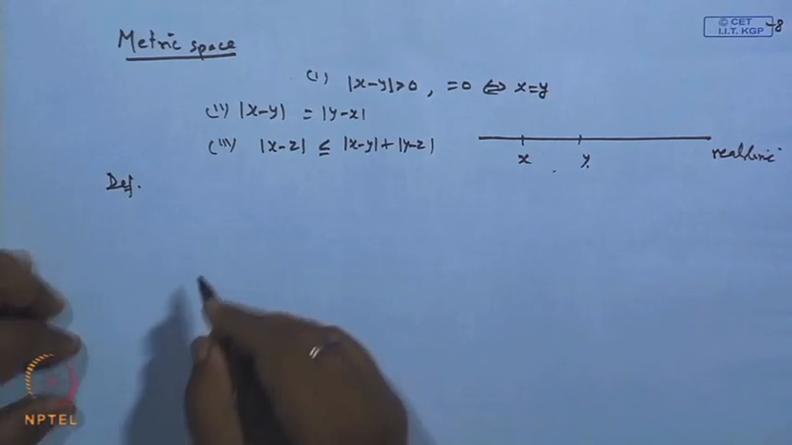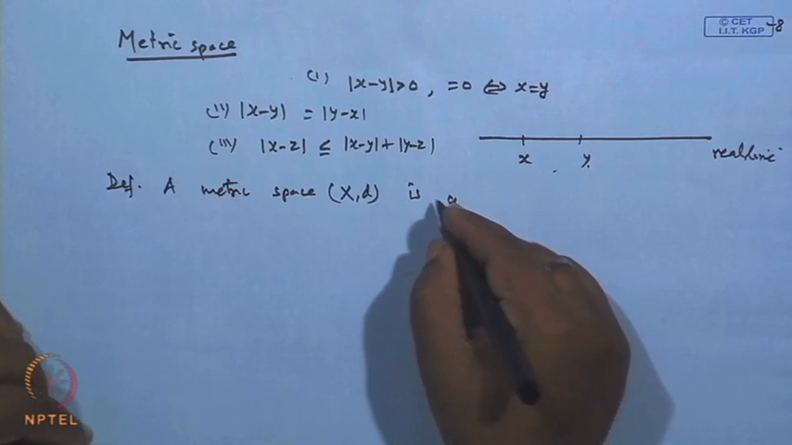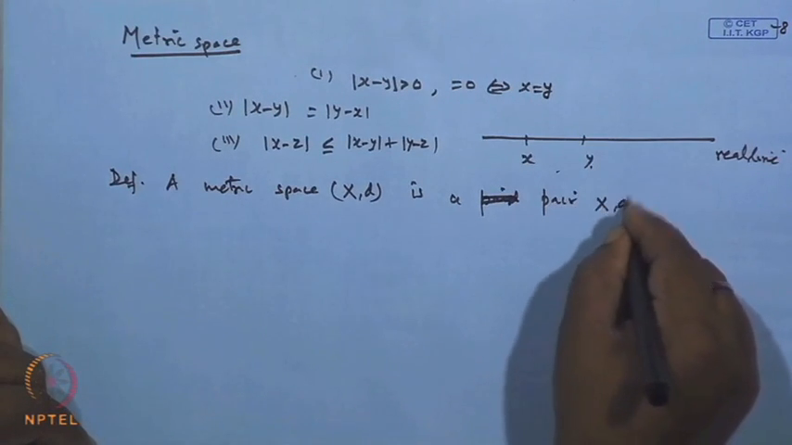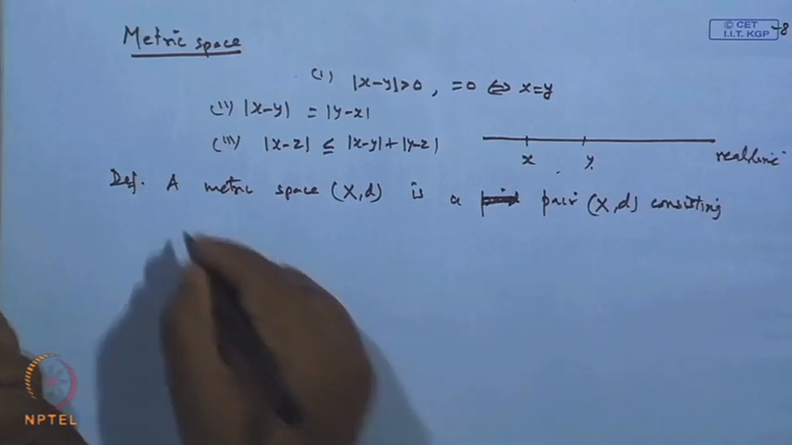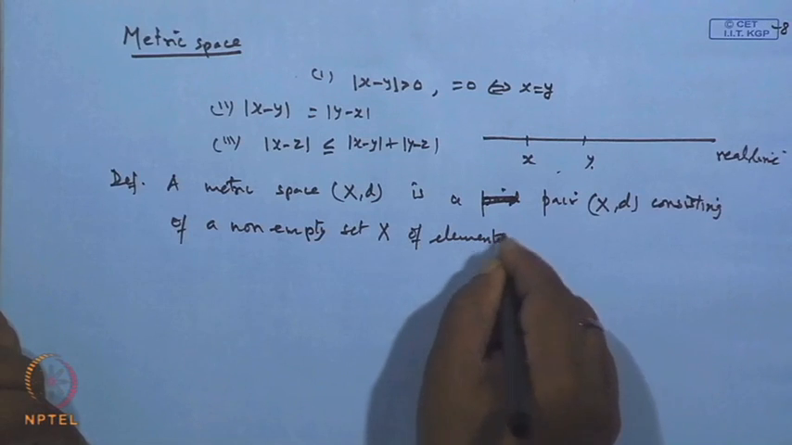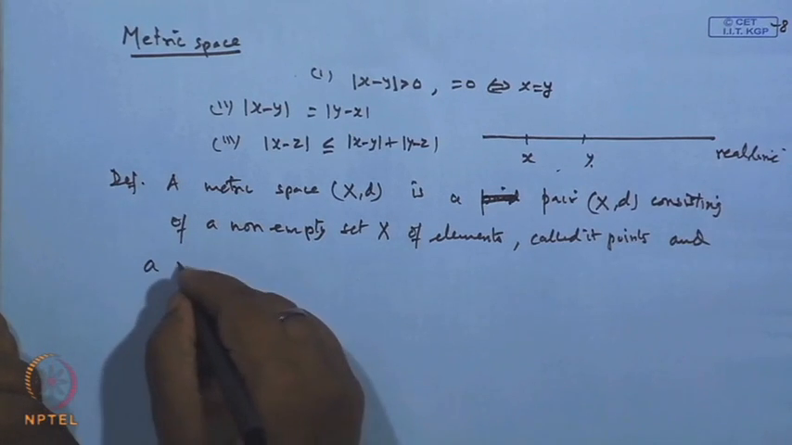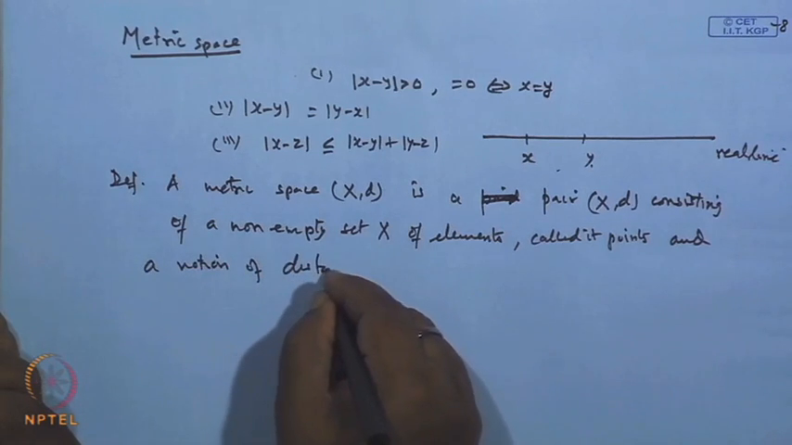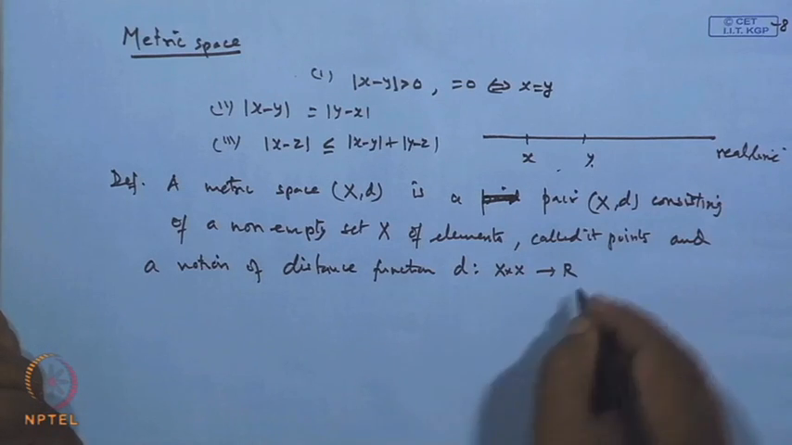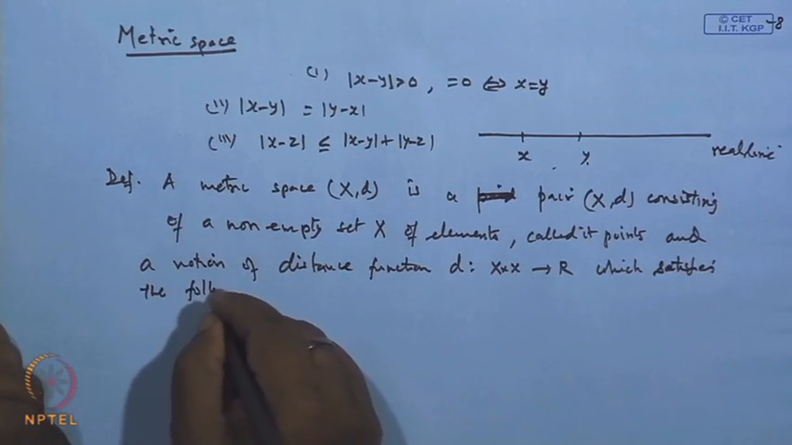So, we define the metric space (X, d) as a pair consisting of a non-empty set X of elements, which we call points, and a distance function d defined over X cross X to R, which satisfies the following properties.